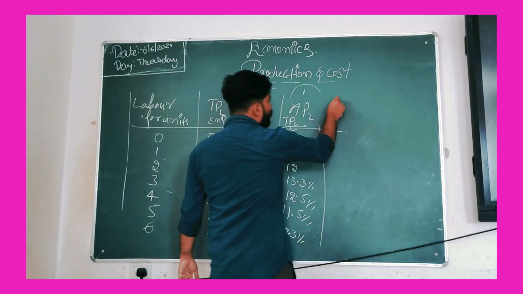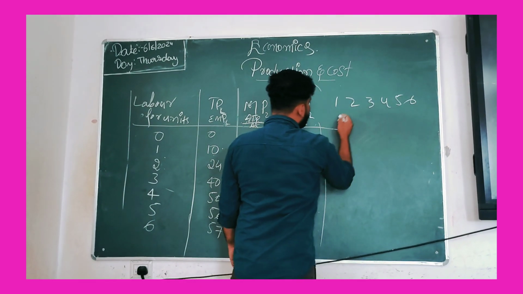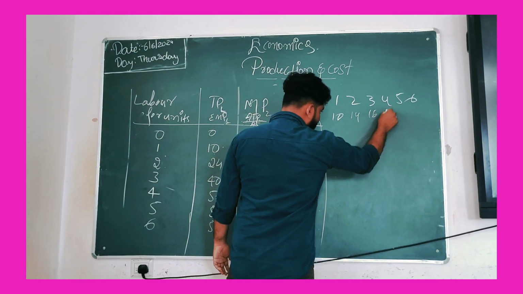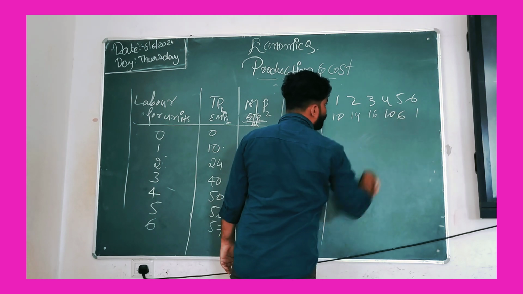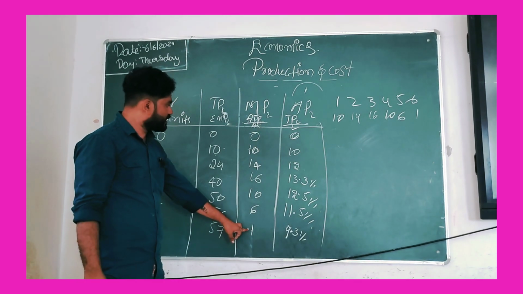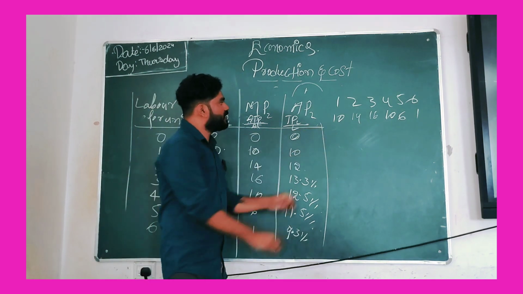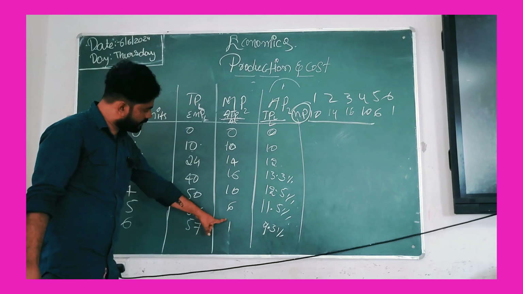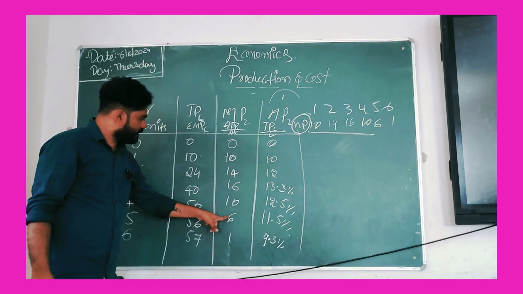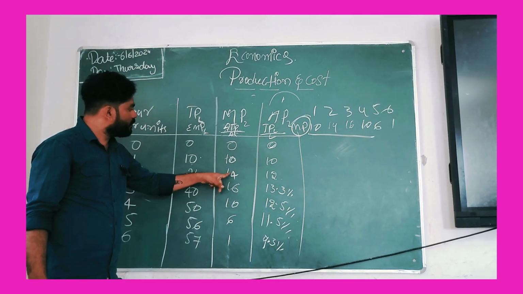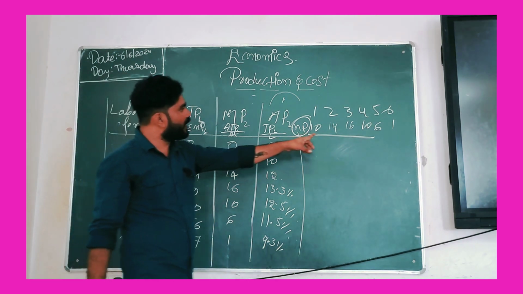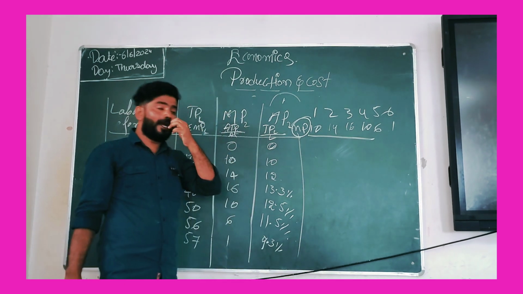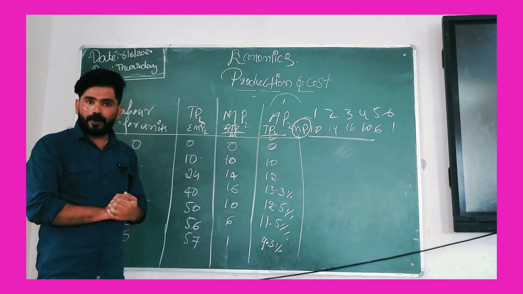Here, in the beginning, we have 1, 2, 3, 4, 5, 6. For 1 it is 10 units, then 14, 16, again 10, next 6, then 1. This is the marginal product. The marginal product values are 10, 14, 16, 10, 6, 1. Find out the marginal product here.